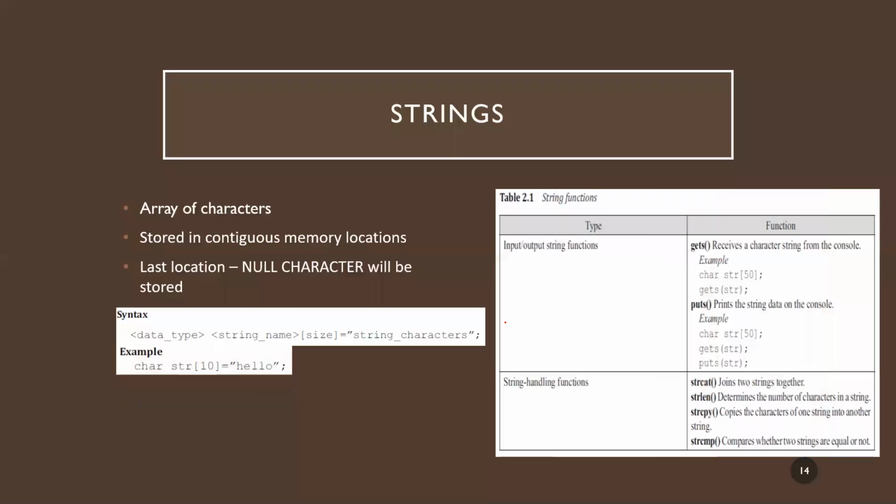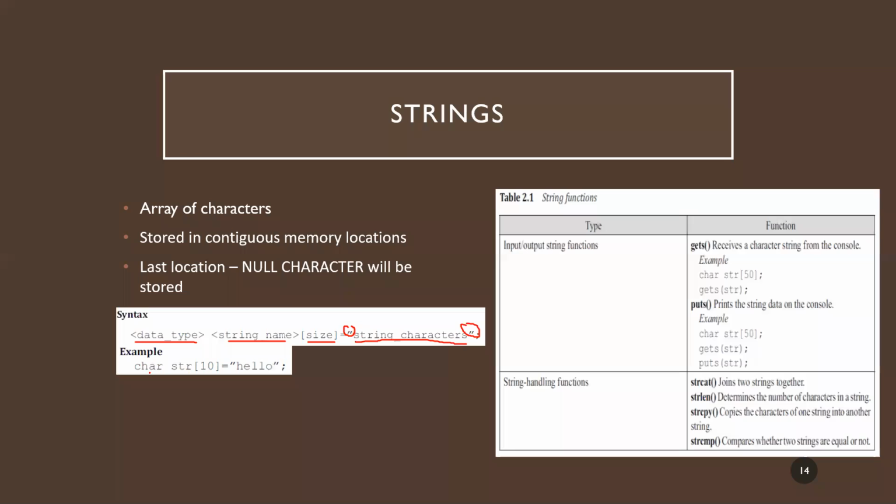So we saw how we can declare strings. That is the syntax: you specify the data type, the string name, and the size, that is, how many contiguous memory locations you require, in the square brackets. And if you want to initialize it, you can initialize it right there. If you want to initialize a string, you have to put it in double quotes, and you specify the contents of the string.